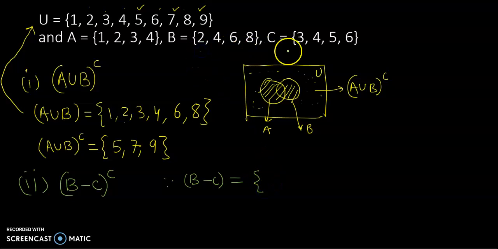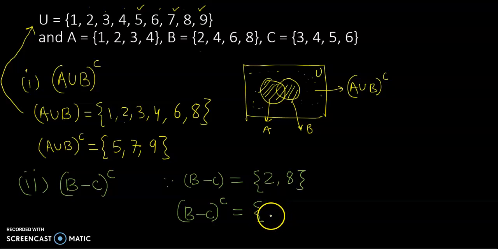2 is a member of B but not of C, so 2 becomes a part of it. 4 is a member of C also, so it is not going to come in the difference. 6 is also a member of C, so it is not going to come in the difference. The other member is 8. So that's B minus C for you. You can see the difference of sets in the previous video. Now I want to find the complement of it, that means the elements which are not a part of B minus C but are a part of the universal set. Essentially, leaving only 2 and 8, the rest of the elements are going to be part of (B minus C) complement.